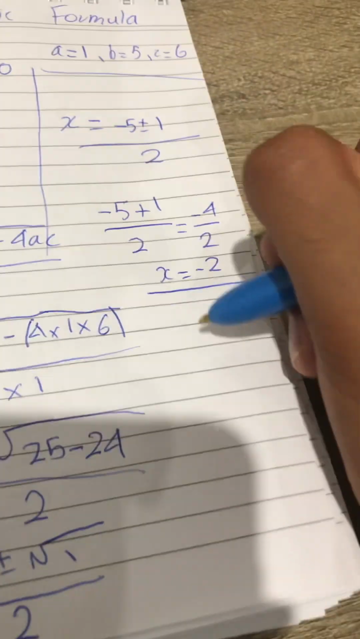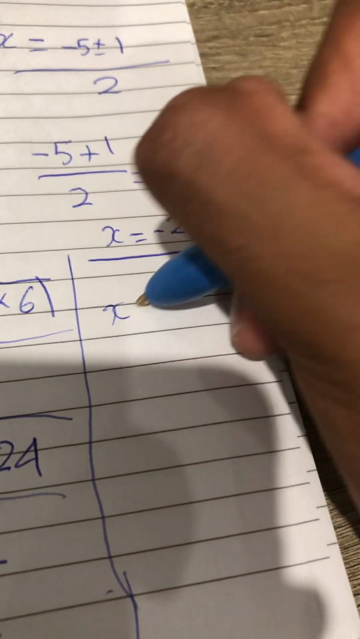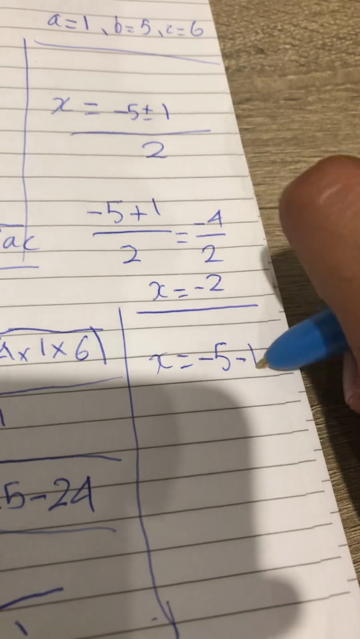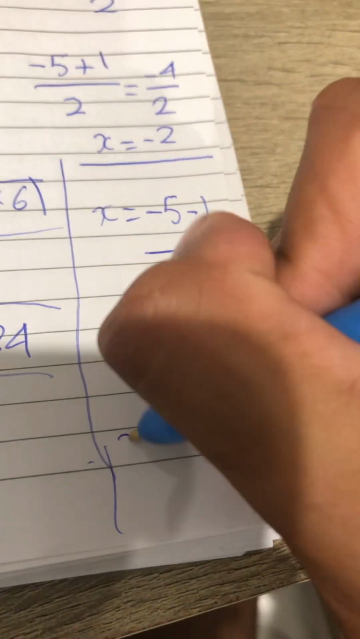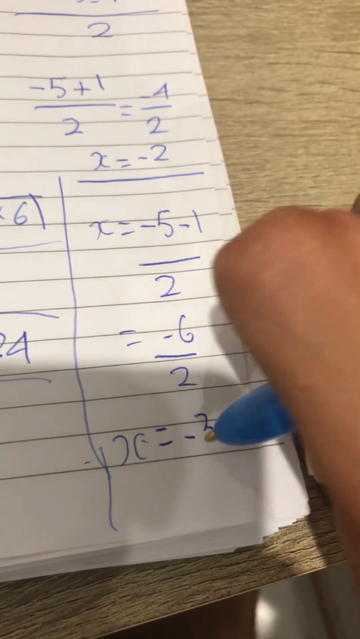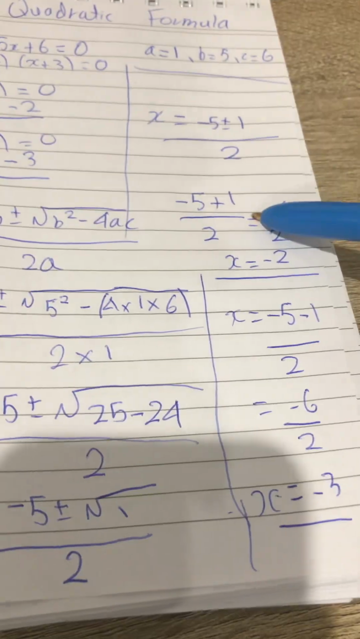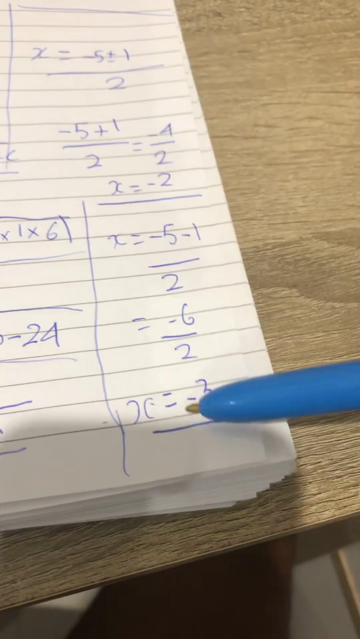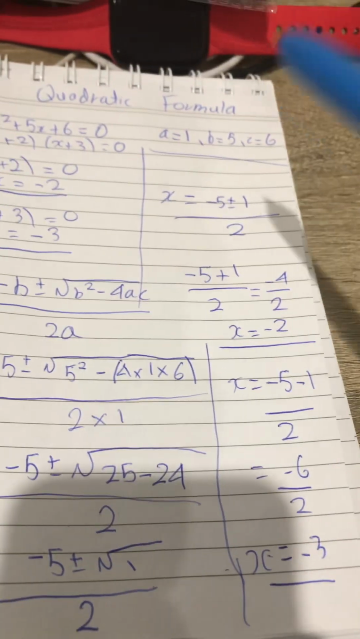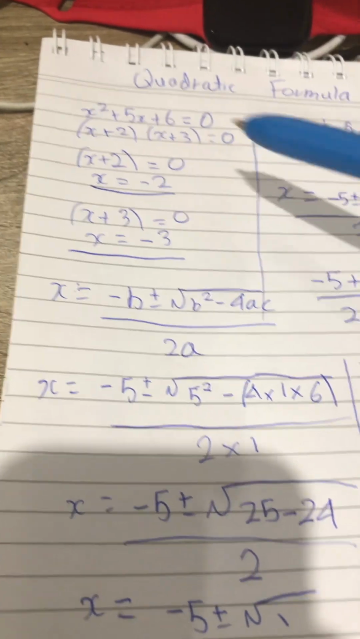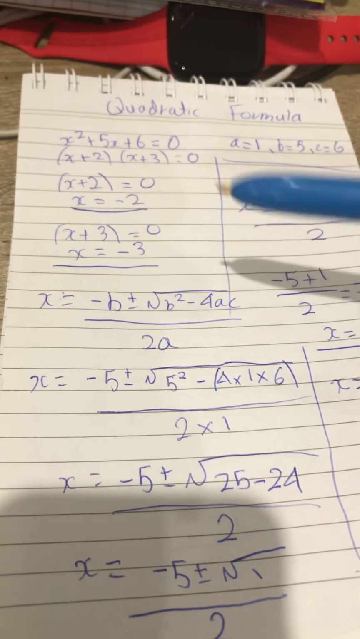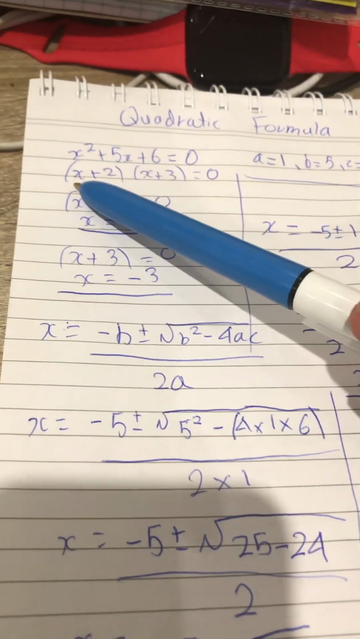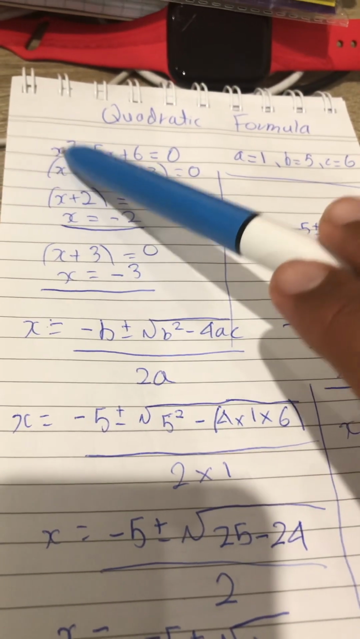One solution. Now we're going to do x equals minus 5 minus 1 over 2, which is equal to minus 6 over 2. So that means x is equal to minus 3. This is our second solution. As you can see, x equals minus 2, x equals minus 3. Using the quadratic formula gives the same values as what we've got here of x equals minus 2 and x equals minus 3. Now, this was a monic equation, meaning that it was x squared.